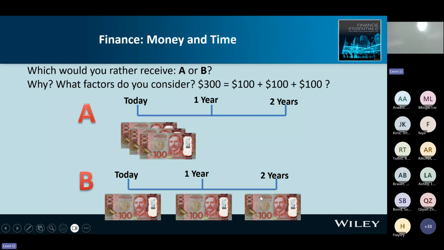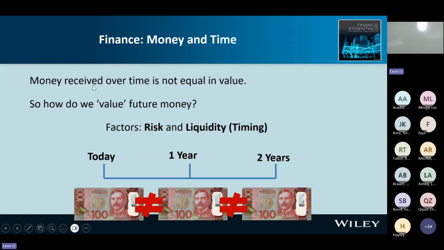So in math, they are the same. 300 is equal to $100 plus $100 plus $100. But for finance person, they are different. The difference is time. So which offer you prefer? I think most of students will choose offer A, receiving $300 today rather than receive the $300 over 3 years. So the idea is simple. Money received over time is not equal in value.